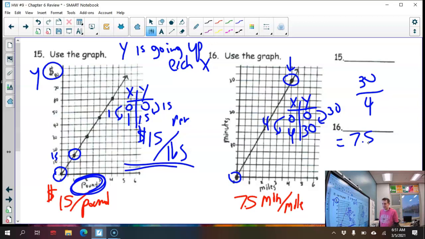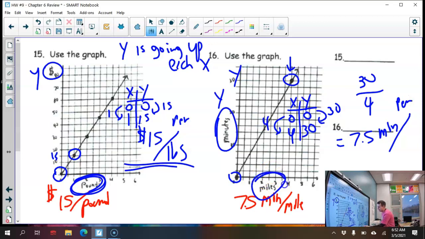And I need to put the units on there, right? I always do the y units, which are minutes, right? This is the y-axis. This would be minutes per, you can do a slash or write the word per, minutes per the x units, which is miles. Minutes per mile. 7.5 minutes per mile would be the unit rate.